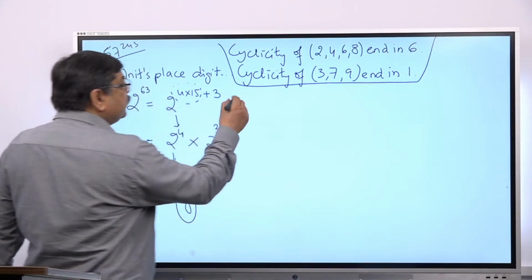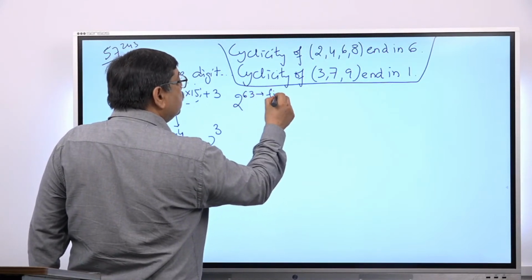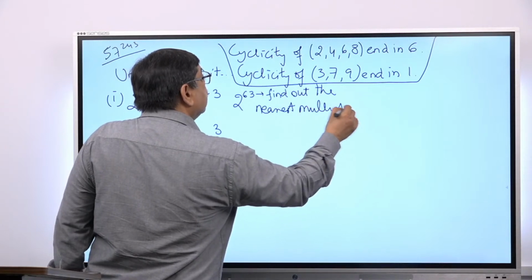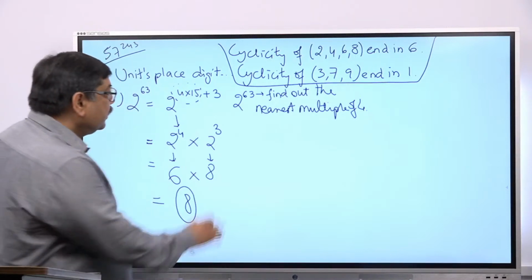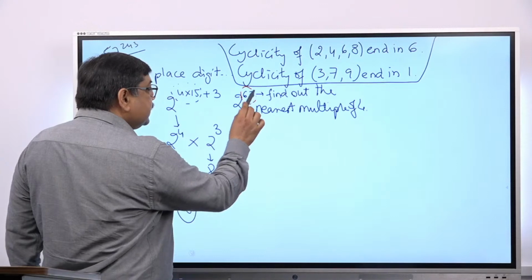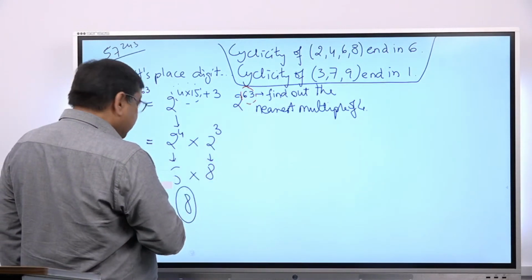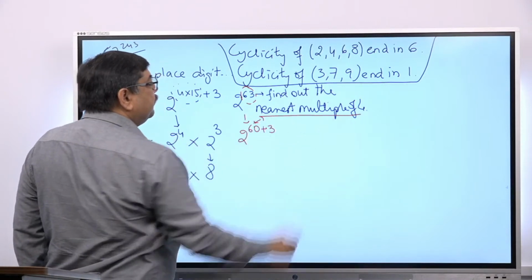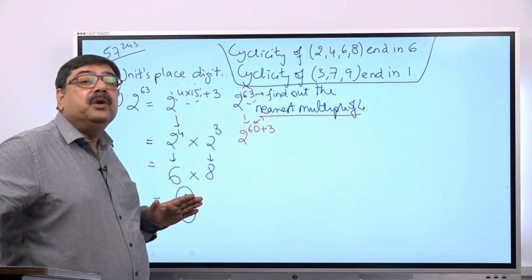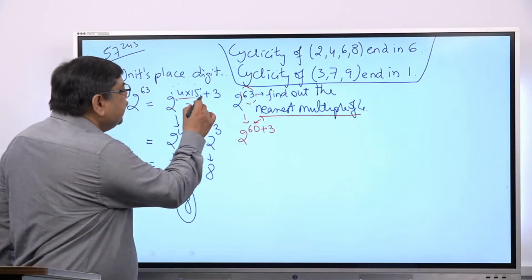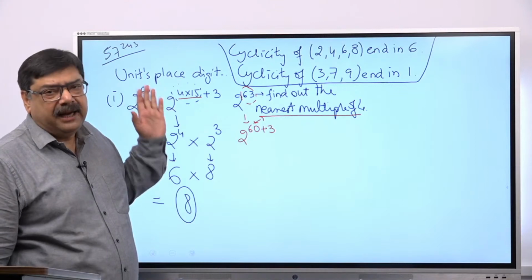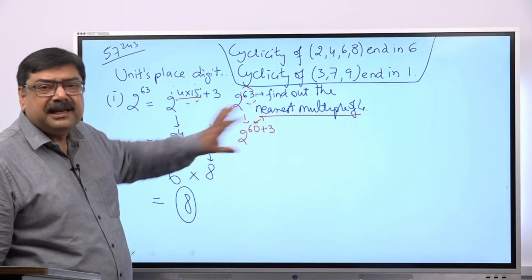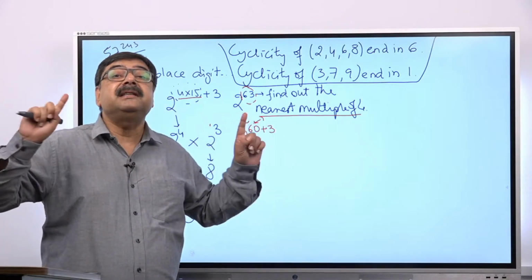When you have a power here, 2 raised to 63, I want you to find out the nearest multiple of 4 to 63. So this, in fact, you could have easily written as 2 power 60 plus 3. Now this is the nearest multiple of 4. In 63, the nearest multiple of 4 is 60. So why do you need to write it as 4 into 15? No, we're not bothered about the quotient 15 here. What we want is a number divisible by 4, the nearest multiple of 4, so that we know till 2 power 60, our cycle is getting complete and it is ending in digit 6.